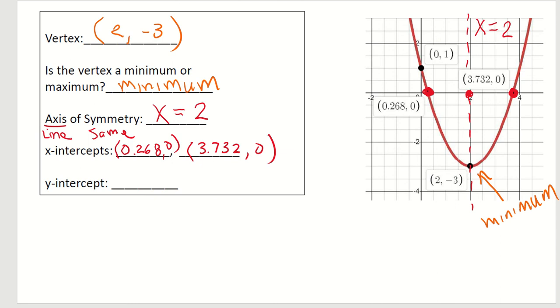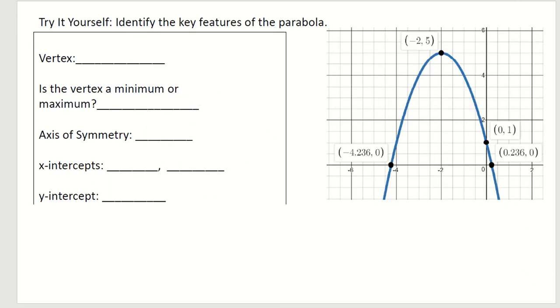What about the y-intercept? I bet you can figure that out. Yep, it's where it crosses the y-axis. This parabola crosses at (0, 1). On the next slide, I have an example just like what I've done, but I'd like you to try to answer the questions on your own. If you'd like to jot them on another piece of paper, that's fine, but pause the video because I'm going to go over the answers. Pause the video now.